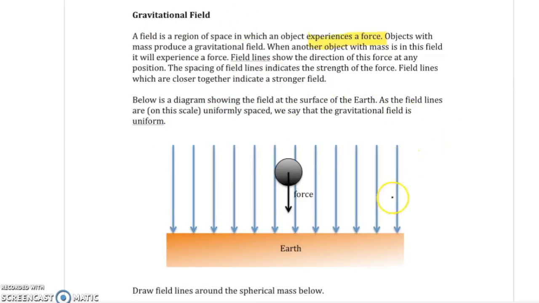I just want to show you on this diagram that these lines pointing down are called the field lines. And we have an object with mass in this gravitational field, and it experiences a force in the direction of the field lines, downwards. Now the spacing of these field lines is the same everywhere, and that shows us that this object, no matter where it is placed, will experience the same force towards the Earth.